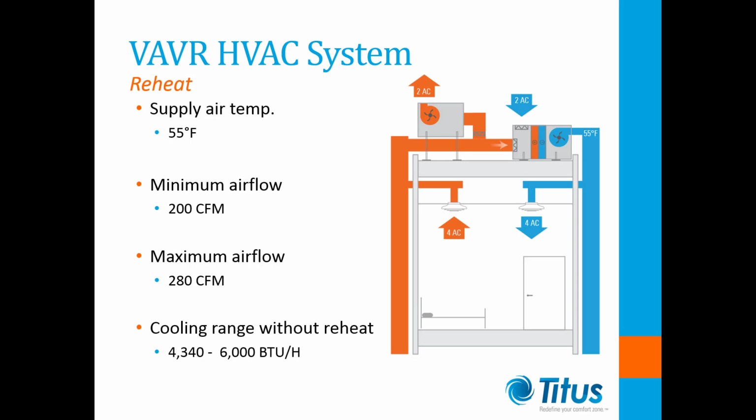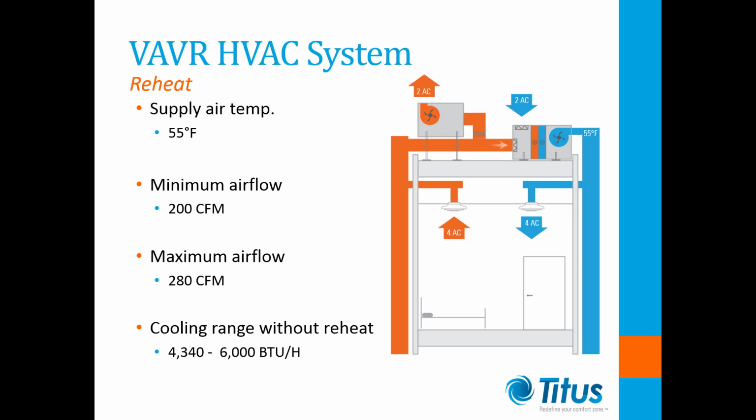The air will be sent to all of the VAV boxes, typically at 55 degrees, to provide cooling across the building. The cooling capacity range provided by the air is 4,340 to 6,000 BTUs per hour, which is only a 28% turn down from the max to the min.